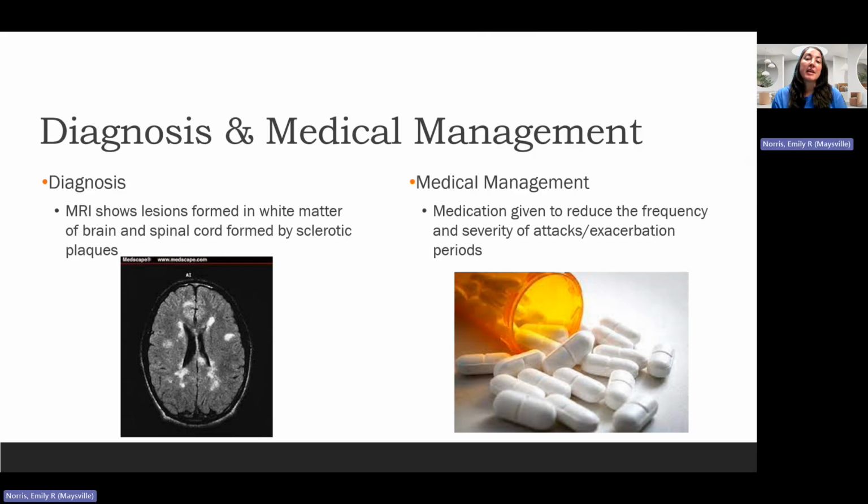Typically, MS is diagnosed by an MRI. It can show those sclerotic plaques forming in the brain, so those white dots on the MRI vision. As far as medications, some medications can be given to decrease the frequency and the severity of those exacerbation periods.